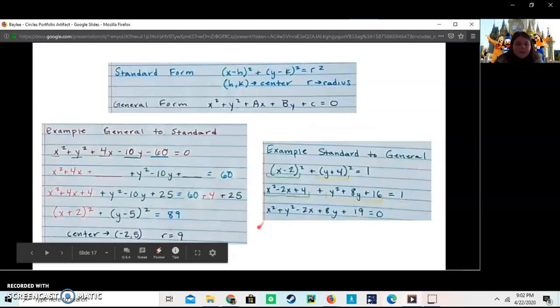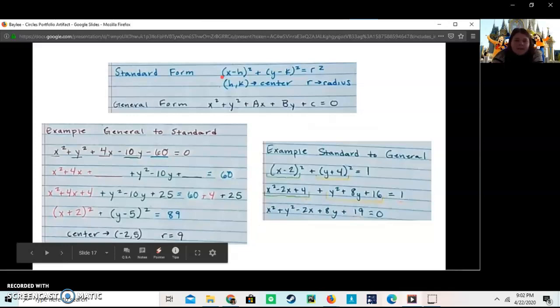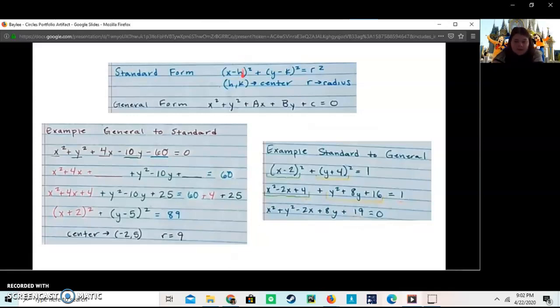And then we get into the equations of circles. So in standard form, the equation is always going to be (x minus h) squared, where h is going to be the x value, plus (y minus k) squared, where k is always going to be your y value when plotting it on a graph, equals r squared, and r is equal to your radius.